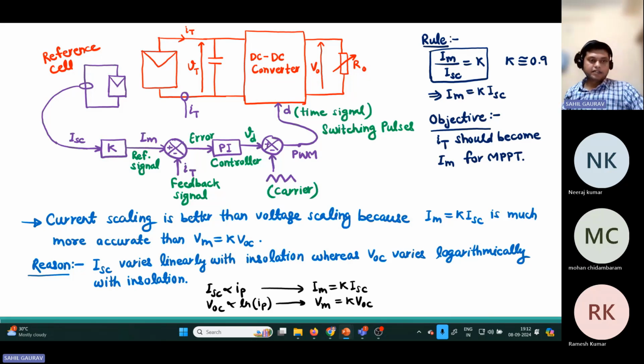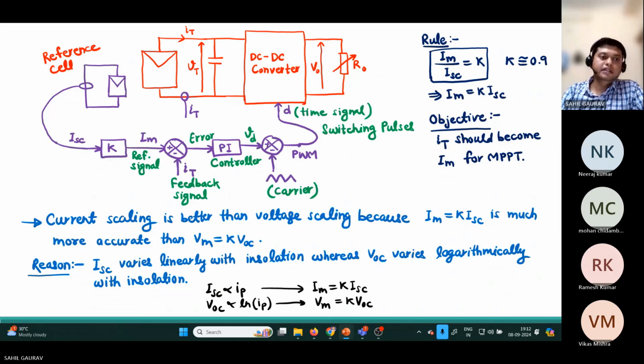Now the question comes: there are two types of reference cell method, which one is better? Current scaling type is better, because Im equal to K Isc that we are assuming is much more accurate than Vm equal to K Voc. The reason behind this is that Isc varies linearly with insolation, whereas open circuit voltage varies logarithmically with insolation. So it is a very important point. This current scaling type is better than voltage scaling type, because whatever assumption we are taking, we are relating with some constant K. In the case of the current type, it is more accurate than the voltage type, because the short circuit current varies linearly with solar insolation, whereas the open circuit voltage varies logarithmically with solar insolation.